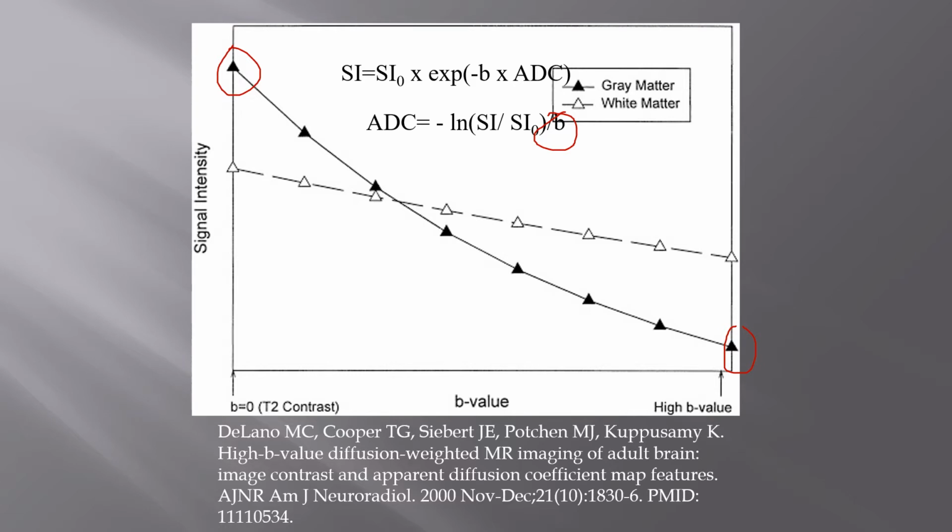And it's also, you'll have a little bit of difference of your ADC values, as you might guess, between different gray matter versus white matter structures. A little bit different.